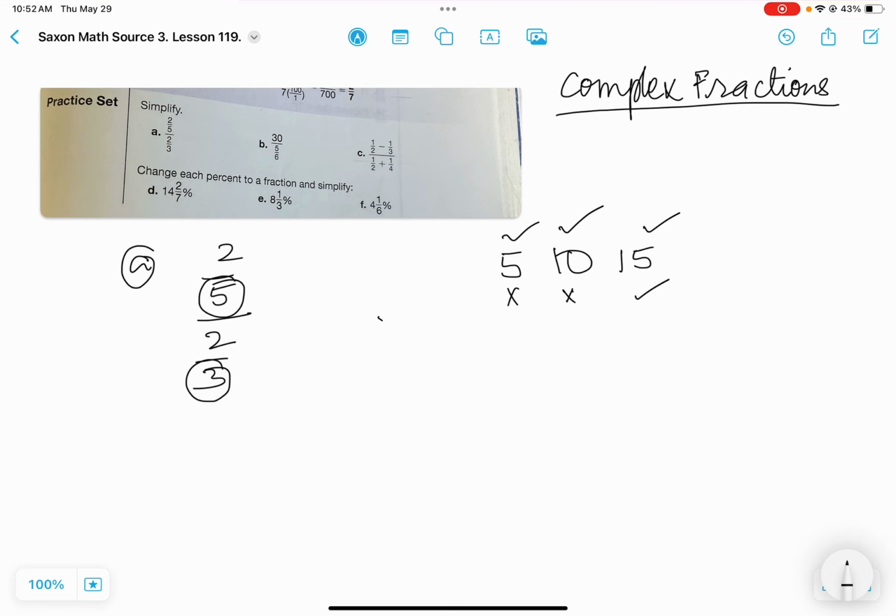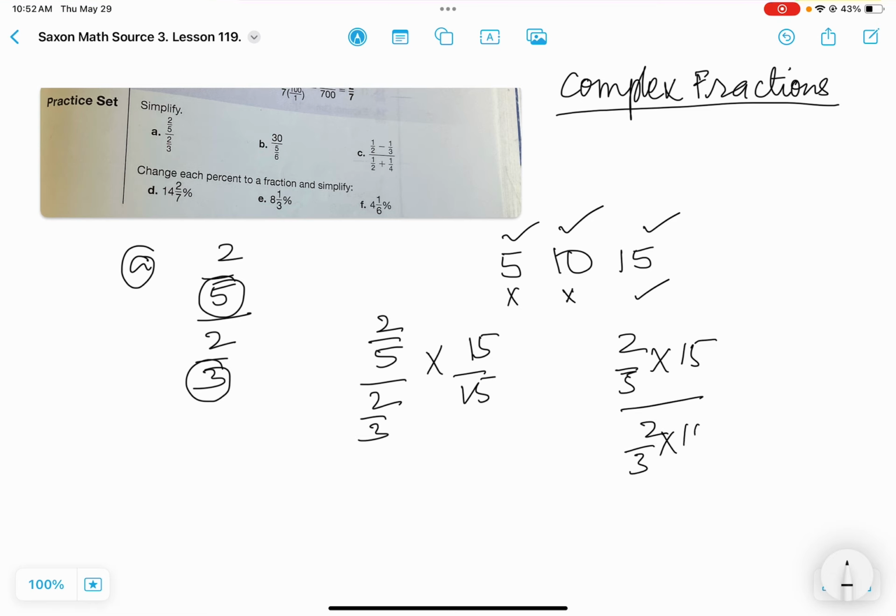So we multiply 2 by 5 over 2 by 3 by 15 by 15. That's the identity property of multiplication. So it means 2 by 5 times 15 over 2 by 3 times 15. We are going to simplify it. So it's 6 by 10 or 3 by 5. That's your A.